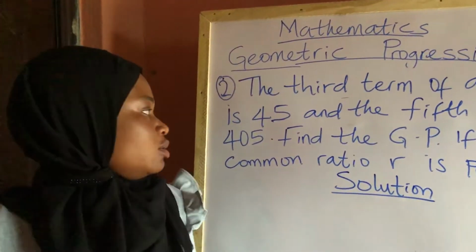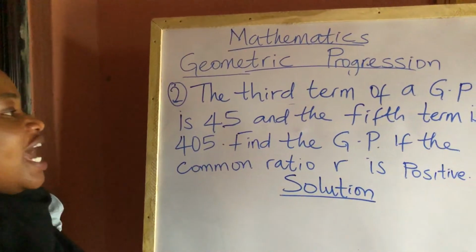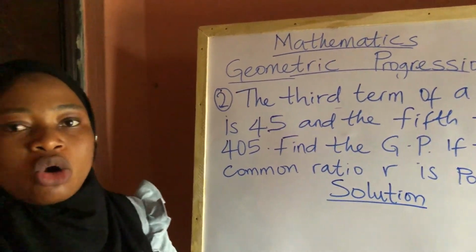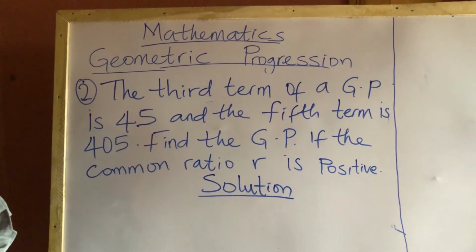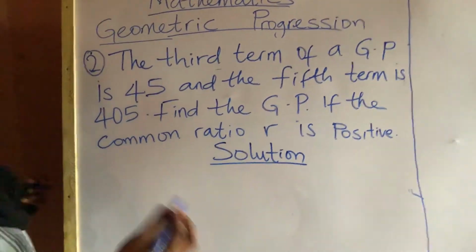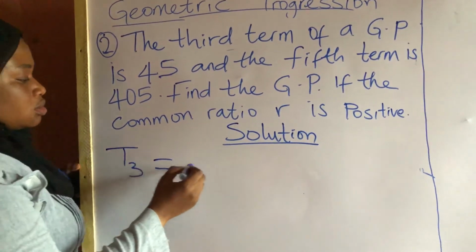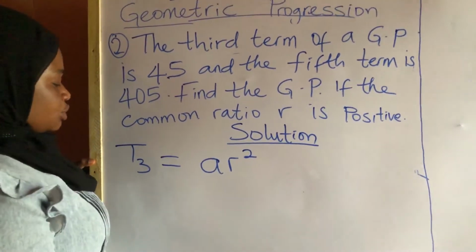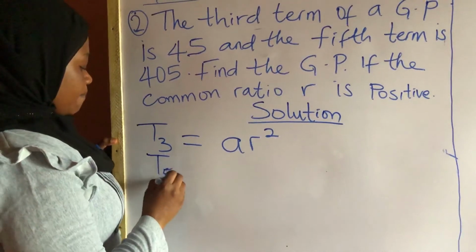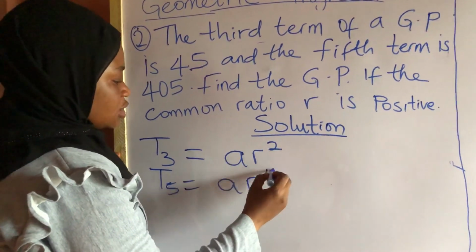So here is the second question. The third term of a GP is 45 and the fifth term is 405. Find the GP if the common ratio is positive. Solution. I said earlier that the third term of a GP is equal to A multiplied by R raised to the power of 2, and the fifth term is equal to A multiplied by R raised to the power of 4.